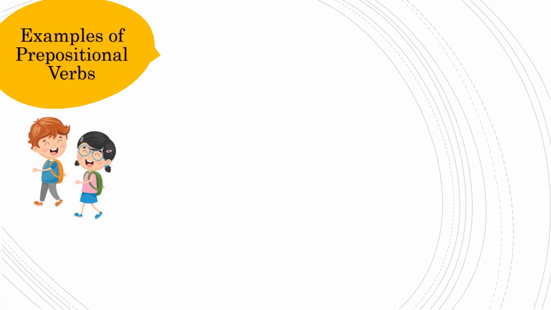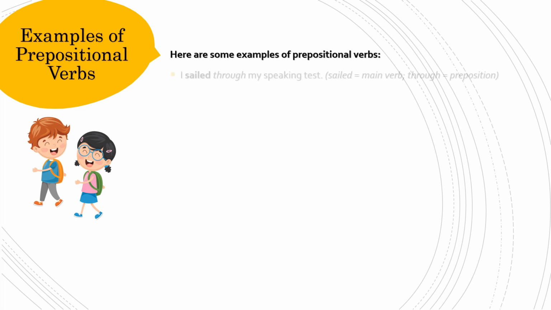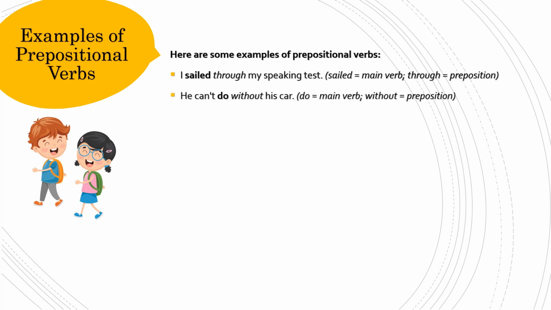Examples of prepositional verbs. Here are some examples of prepositional verbs. I sailed through my speaking test. Where sailed is the main verb, and through is the preposition. He can't do without his car. Where do is the main verb, and without is the preposition. She really gets into her music. Where gets is the main verb and into is the preposition.